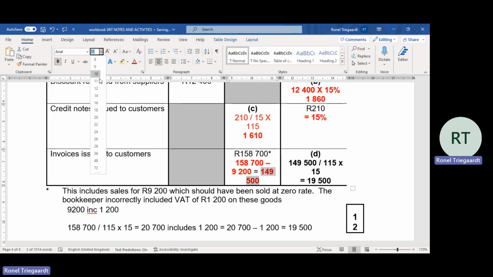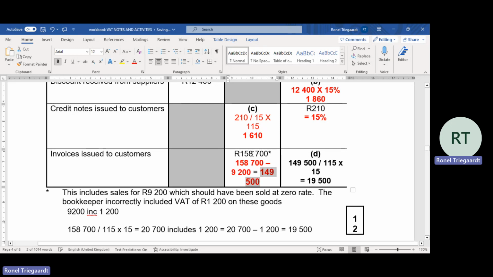That is the 149,500. Are we fine with that?